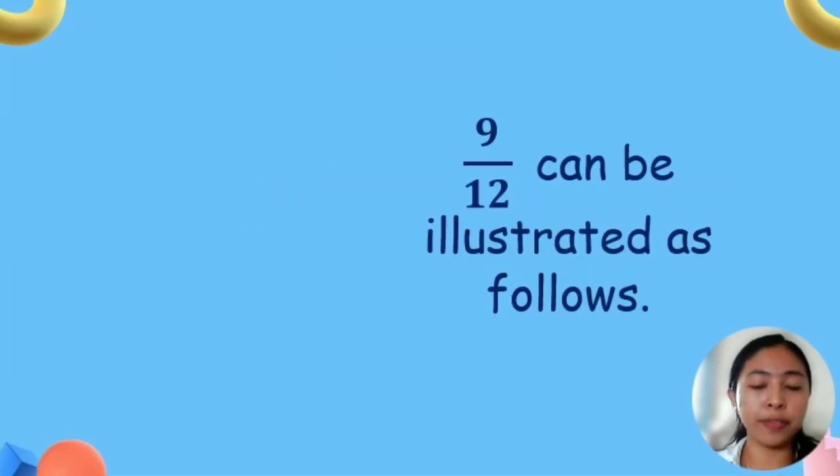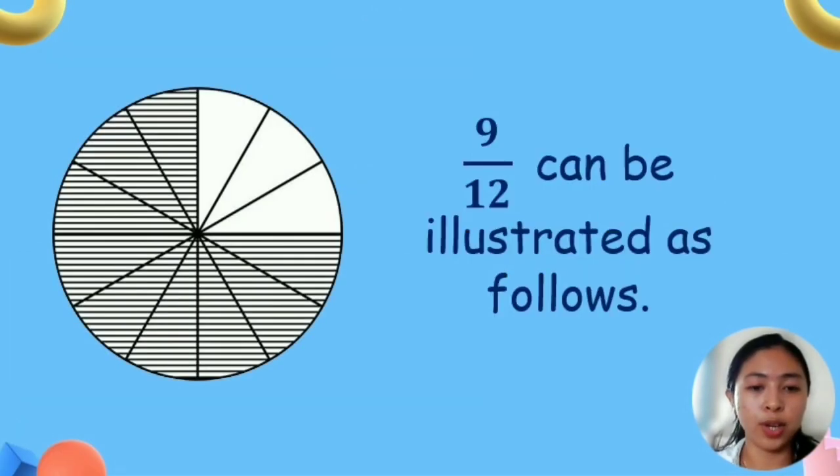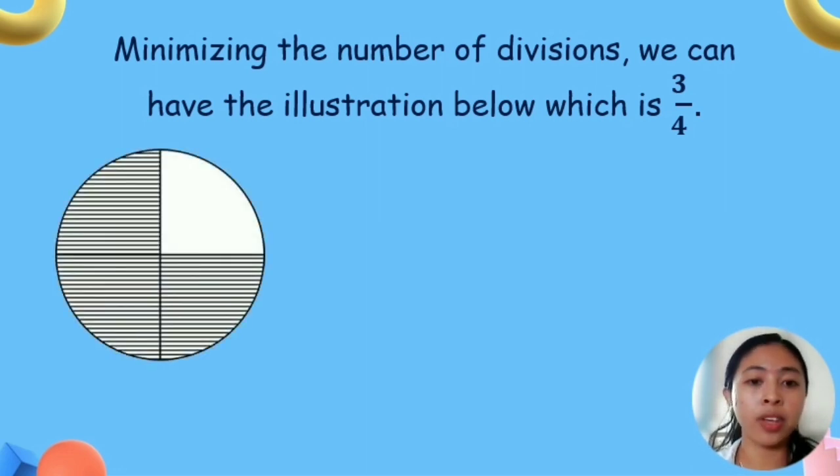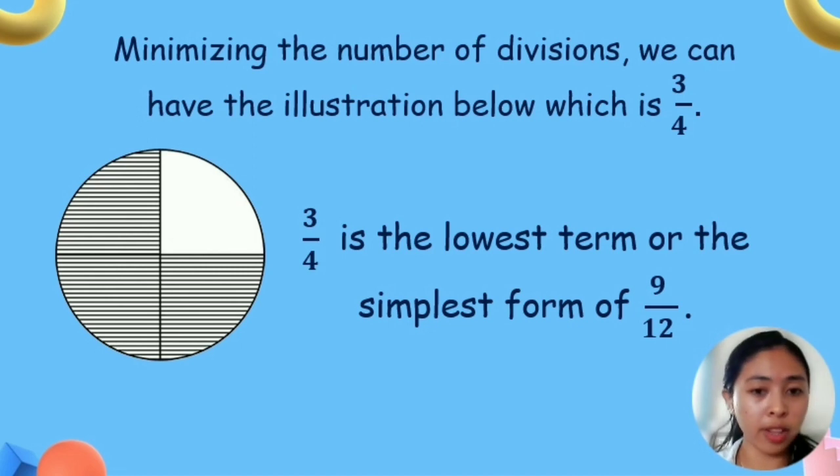So 9/12 can be illustrated as follows. The pizza is divided into 12 parts. Let's count the shaded parts: 1, 2, 3, 4, 5, 6, 7, 8, 9. So 9/12 can be illustrated by this. Minimizing the number of divisions, we can have the illustration below, which is 3/4. So 3/4 is the lowest term or the simplest form of 9/12.